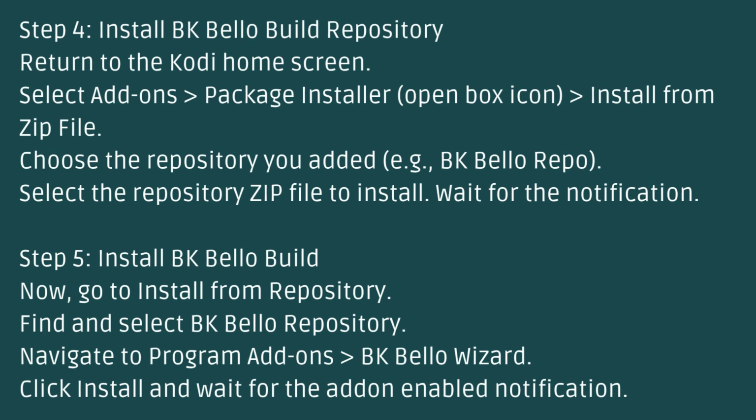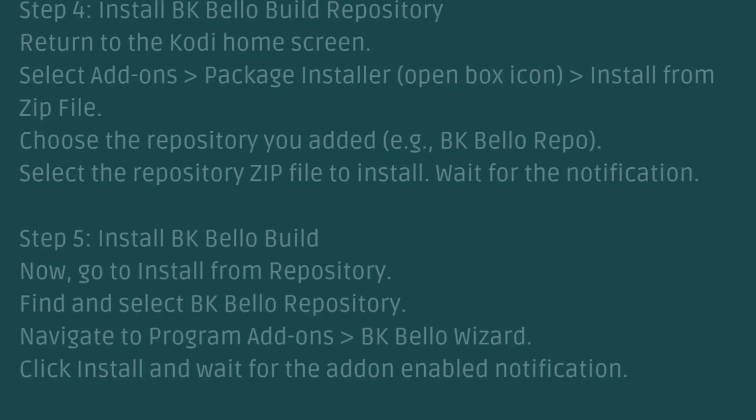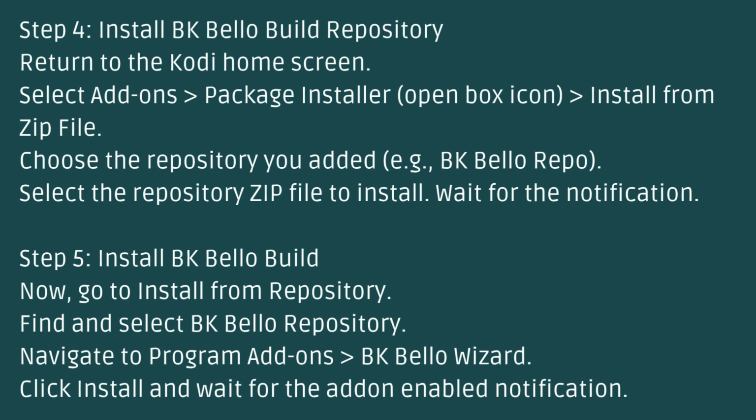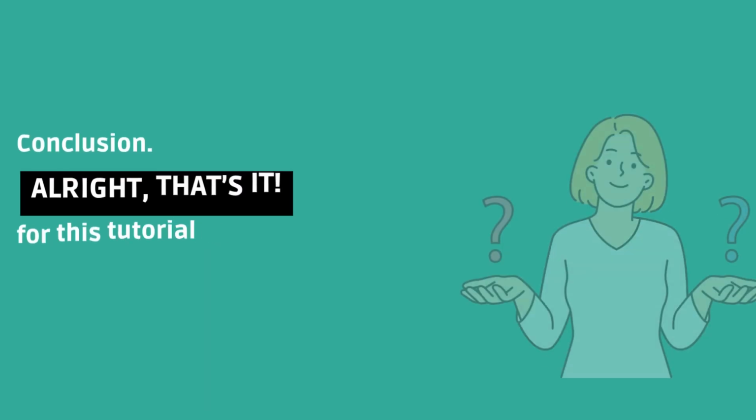Step 5. Install BK Bello Build. Now, go to Install from Repository. Find and select BK Bello Repository. Navigate to Program Add-ons, BK Bello Wizard. Click Install and wait for the add-on enabled notification.